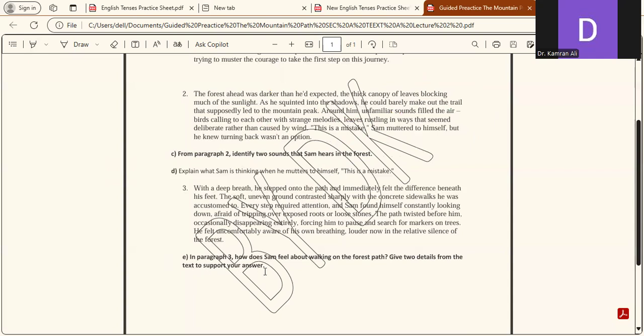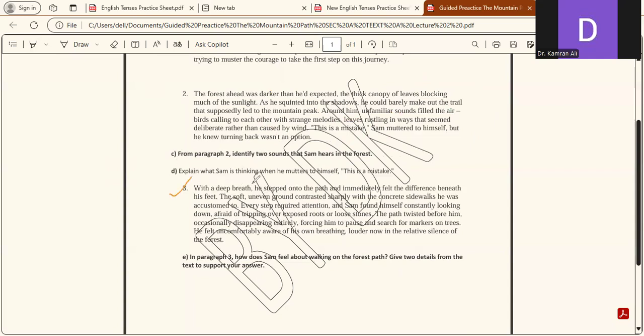In paragraph 3, how does Sam feel about walking on the forest path? Give two details from the text to support your answer. Now, this is the question based on paragraph 3, right? So you don't need to read paragraph 2 about that. Focus on paragraph 3 just.